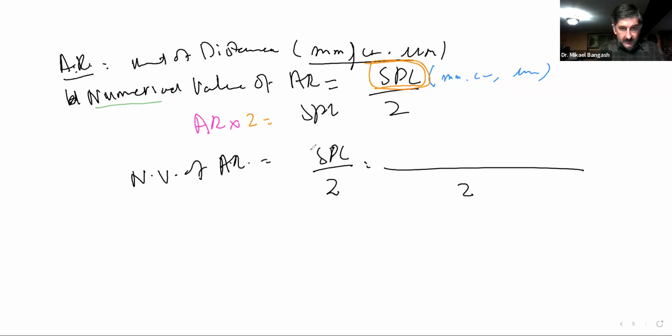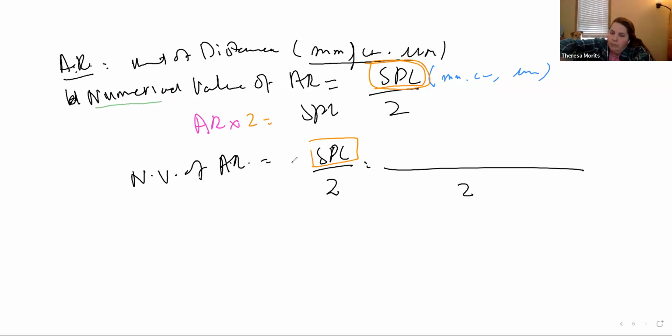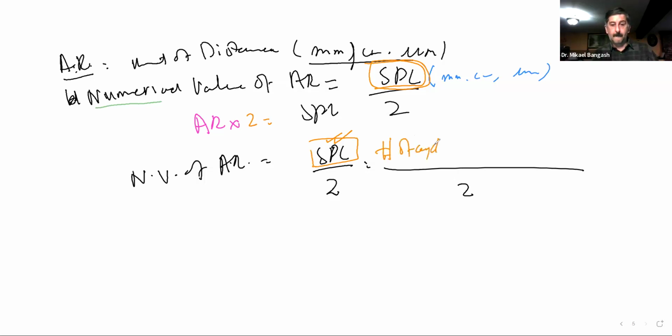What makes up your spatial pulse length, guys? Your source and your medium. That's what determines it. What values determine the numerical value of your spatial pulse length? The number of cycles in a pulse, right? Times the wavelength. Did you get that?